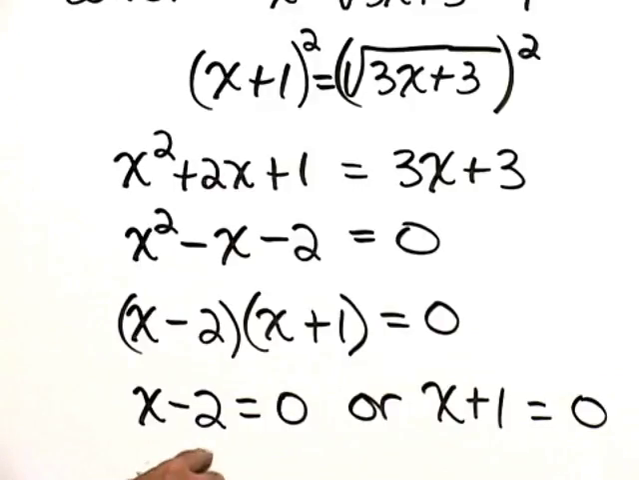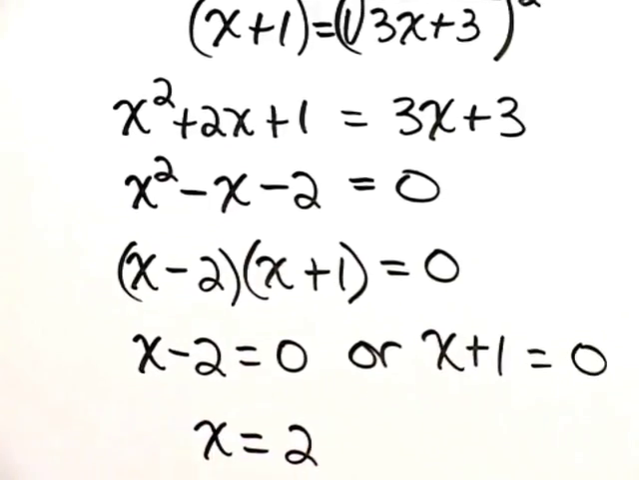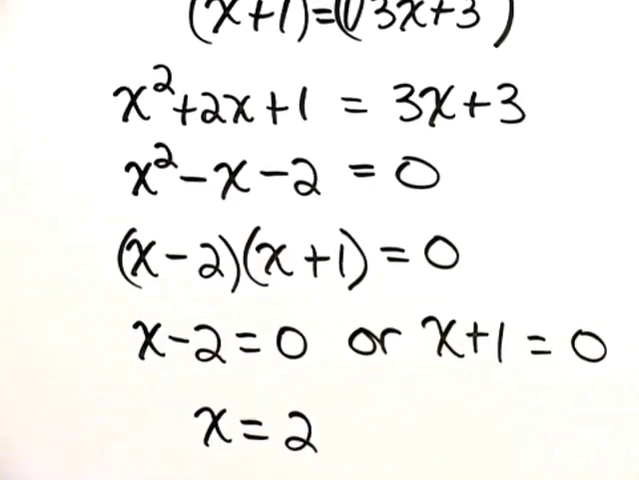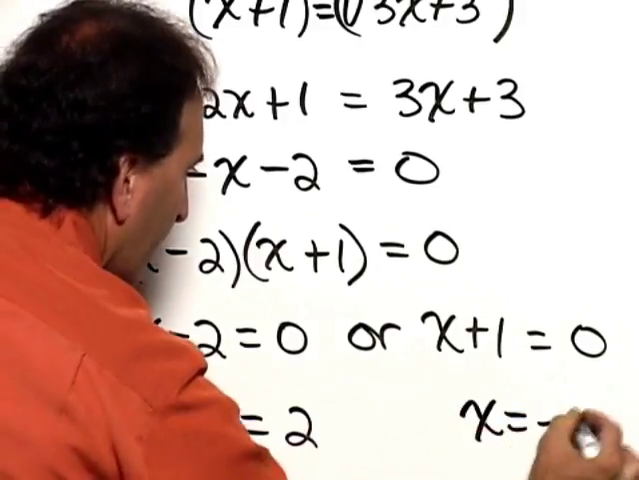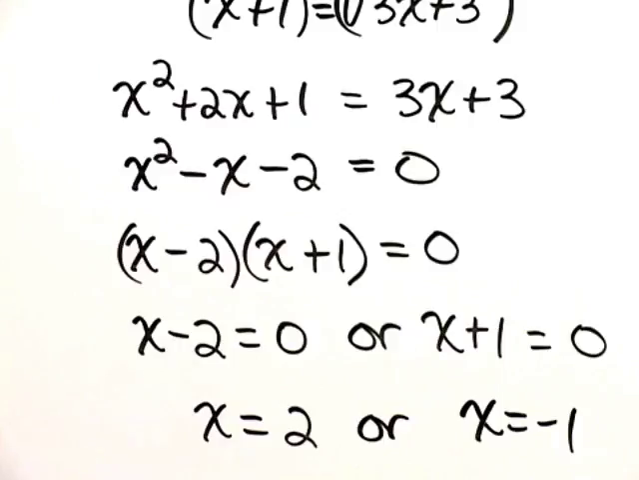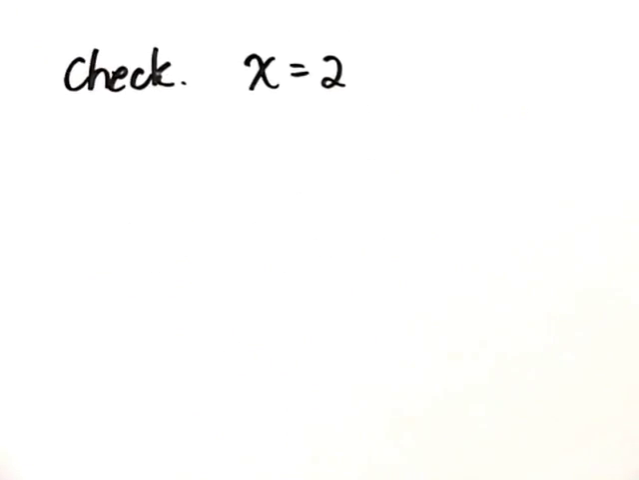Solving each of these individual equations, we add 2 to both sides, we get x equals 2. In this equation, we subtract 1 from each side, we get x equals negative 1. Now let's perform a check to make sure that both of these solutions work. So we check first, x equals 2.